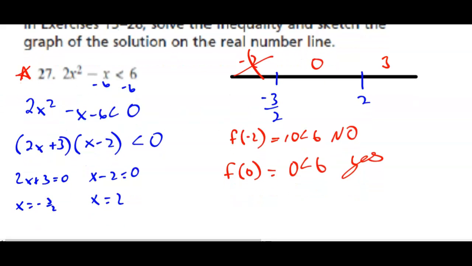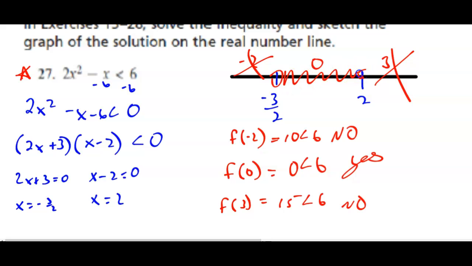And then right here, I need to test 3. So 3 squared is 9 times 2 is 18, minus 3 is 15. Okay, so 15 minus 6 less than 0 is not true. So no value greater than 2 works. So this is the column right here we want, guys.